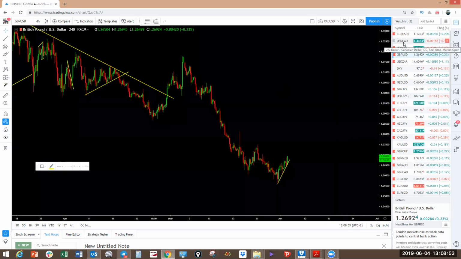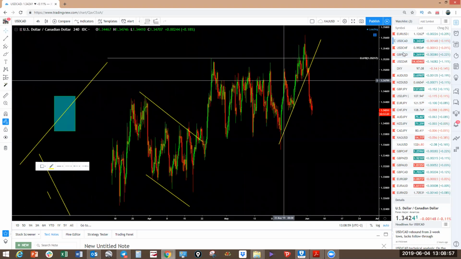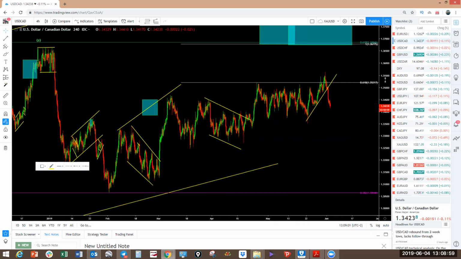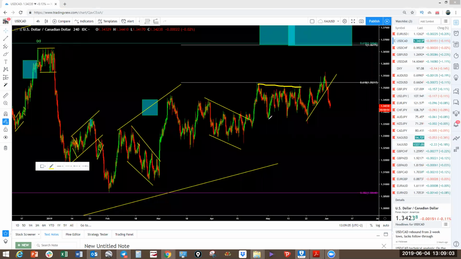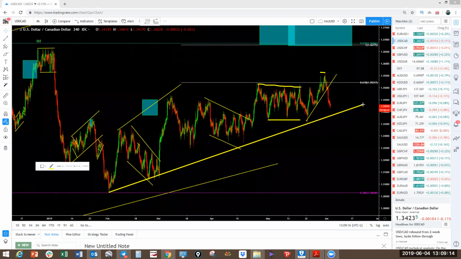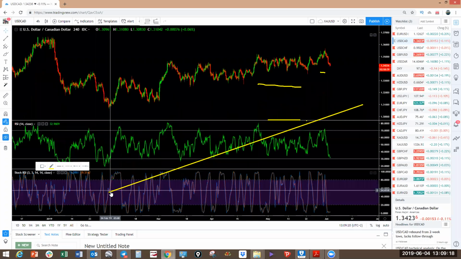Right, US dollar CAD. Let's have a look here. So on Sunday, this had broken here and we thought it was going to go all the way to the blue box. It's not going to the blue box. So we did say that if it does break below this structure, now you start looking for downside, because that will mean that the structure is complete.